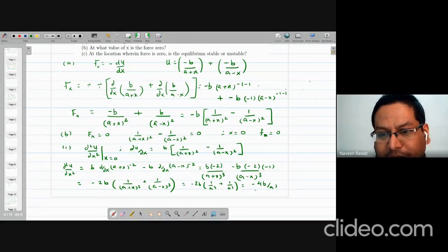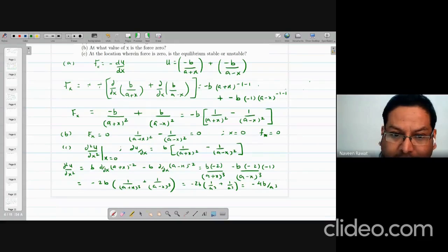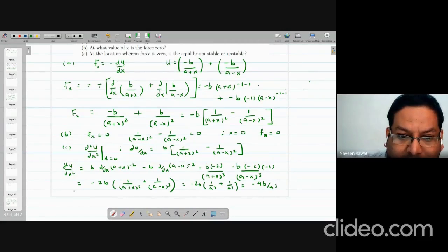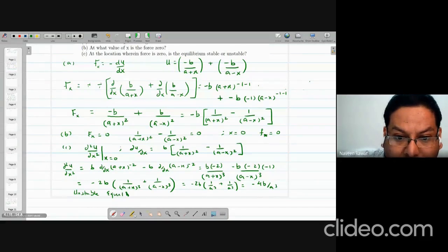And remember, it is given that a and b are positive constants. So if a and b are positive constants, then the double derivative is negative. And if the double derivative is negative, then we know that it is an unstable equilibrium condition, as d square u by dx square is less than 0.